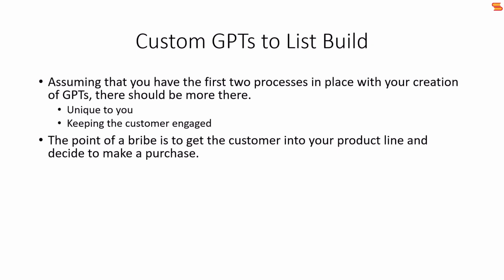So you can't stop at creating an opt-in bribe that gets them onto your list. You've got to keep the pressure on inside of the bribe to get them to make a purchase, to decide, to get them into your product line. That's why you list build.